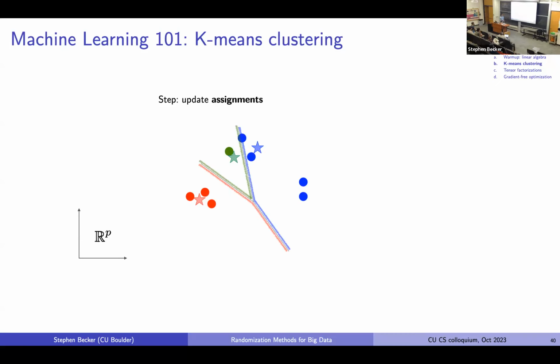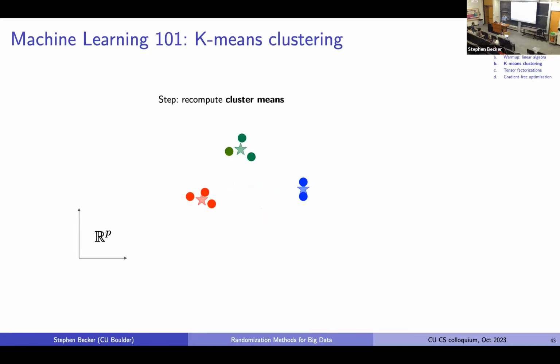Now that I have assignments, I'm going to forget what these means were, the stars, and recompute the means as the new means of the points in each cluster. Okay, so I do that. Now I again pick new assignments. Those points that were previously blue, after shifting the mean, now become green because they're closest to the green. I do that, and then I recompute the averages for each cluster.